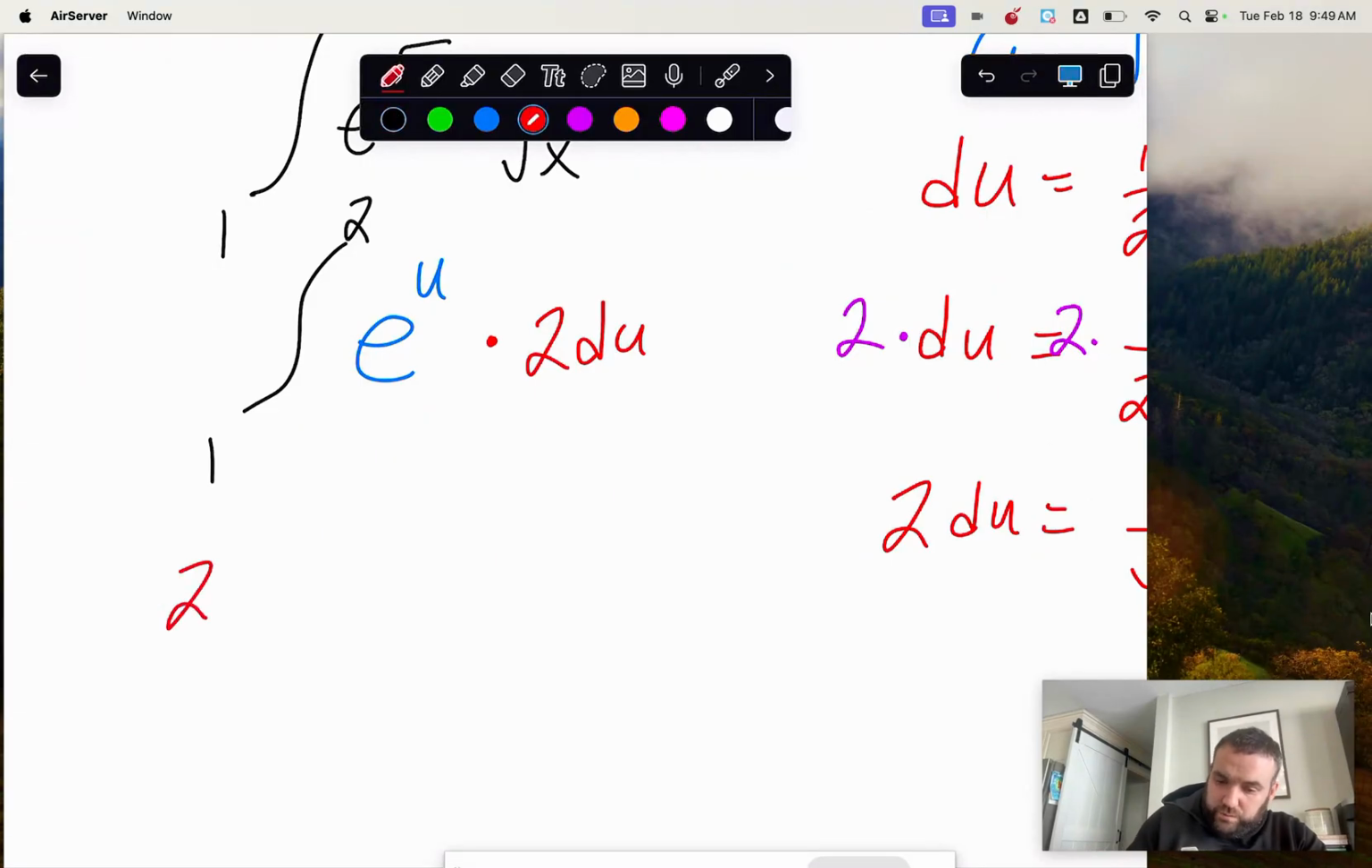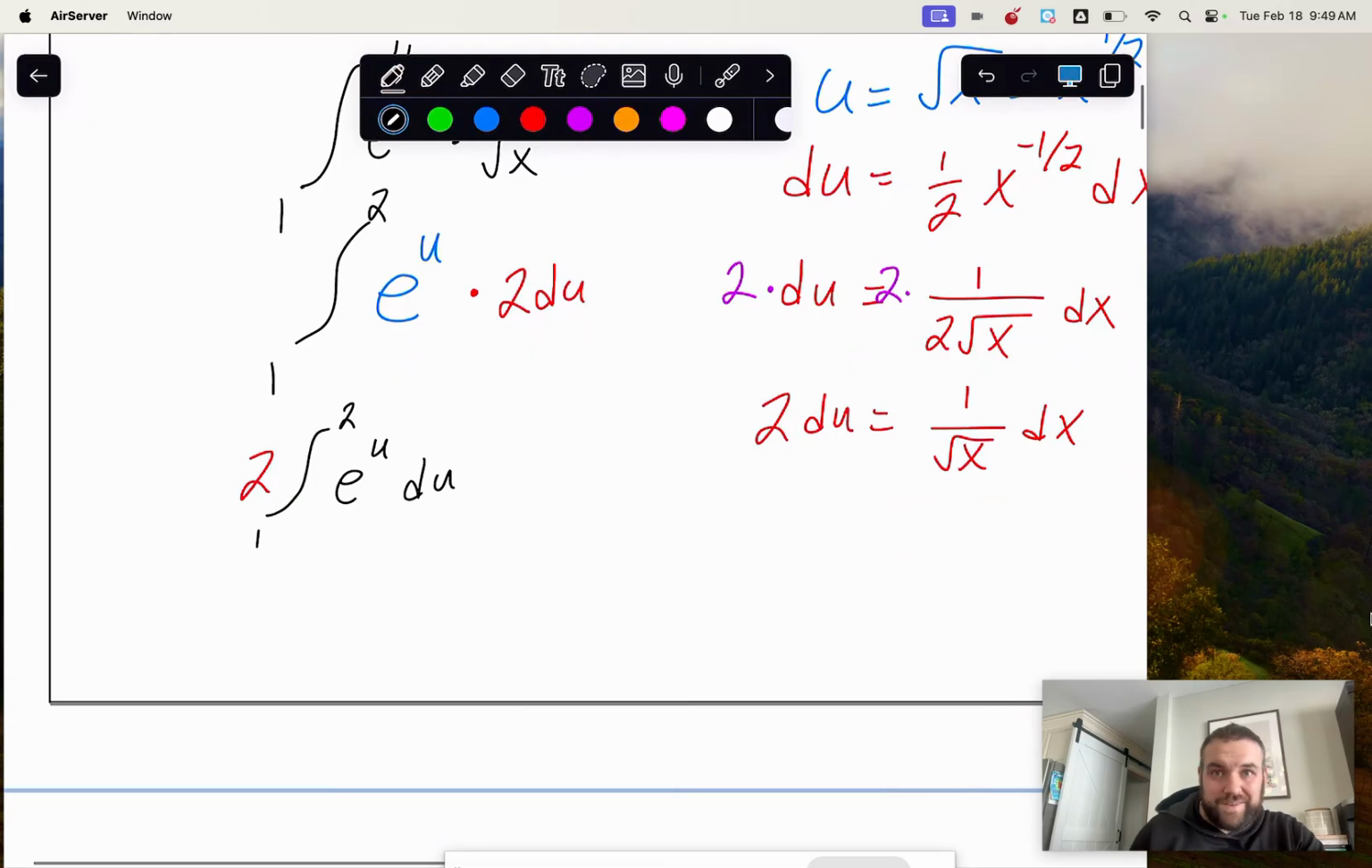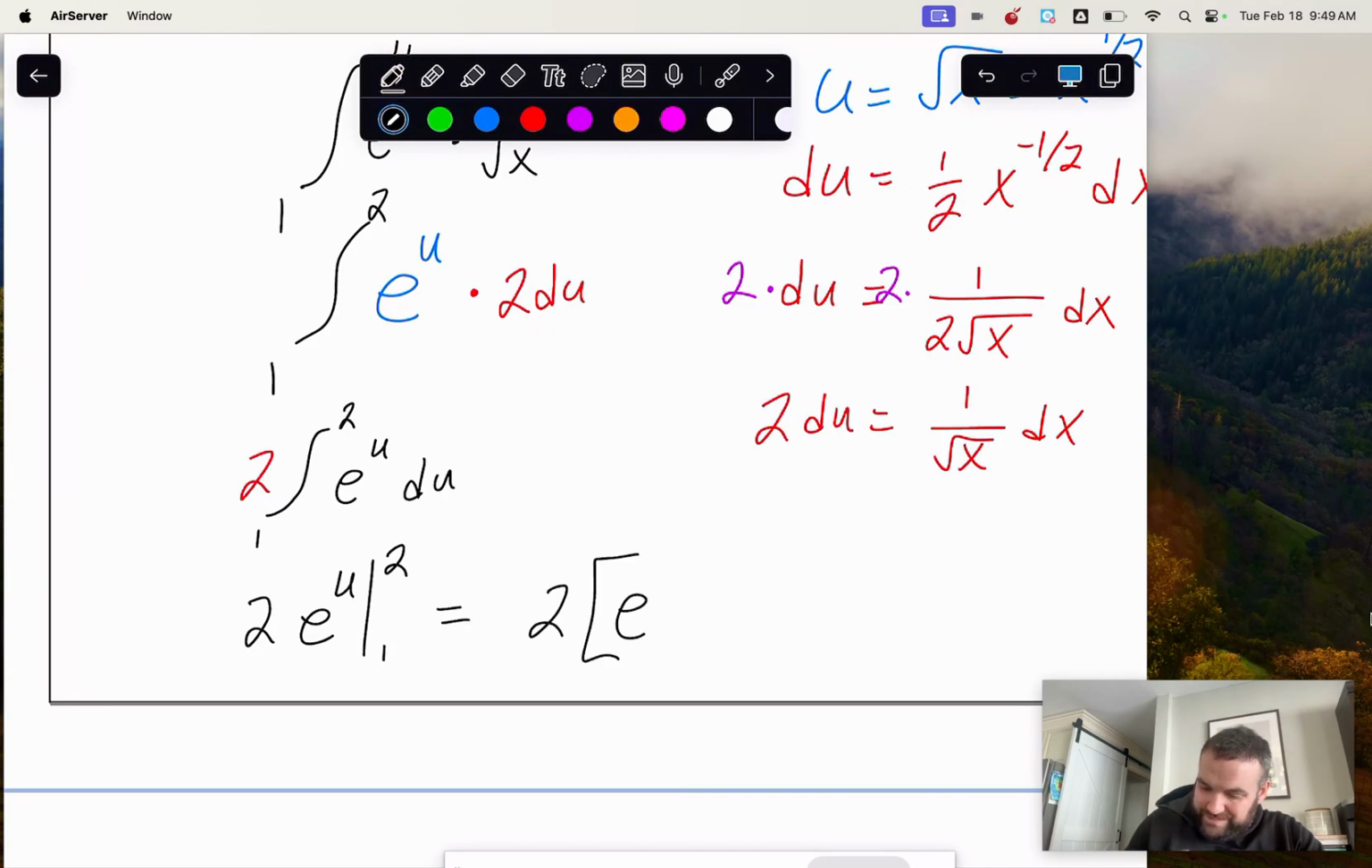I can remove the 2 as a common factor. So this is 1 to 2 e to the u du, which is very convenient because e to the u is its own antiderivative. So we should have 2 e to the u evaluated from not 4 but 2 down to 1. So this should be 2 times e squared minus e to the first.